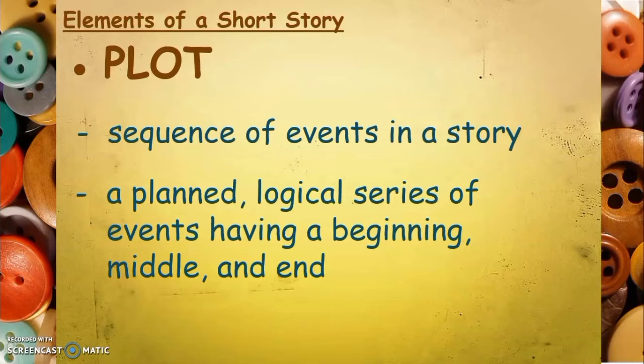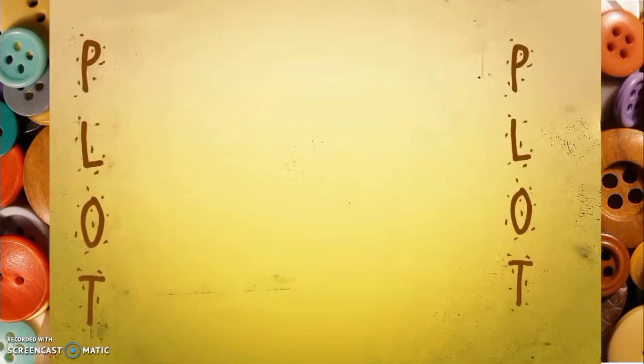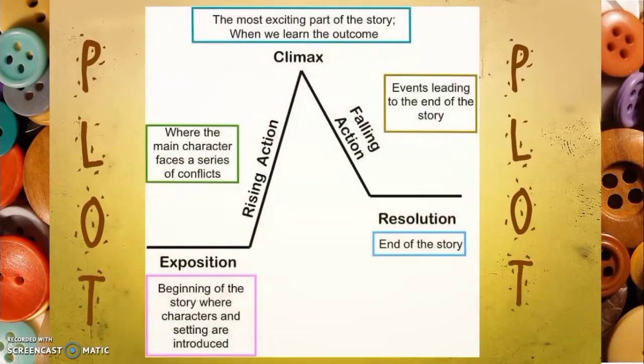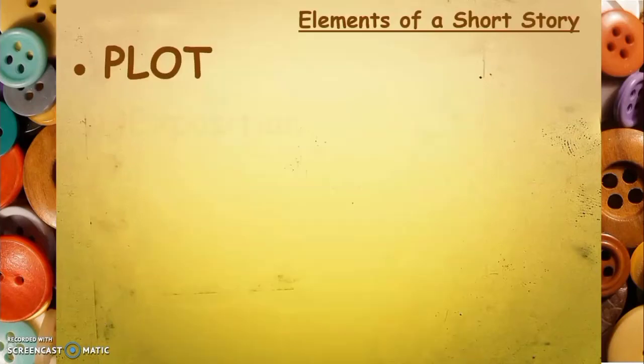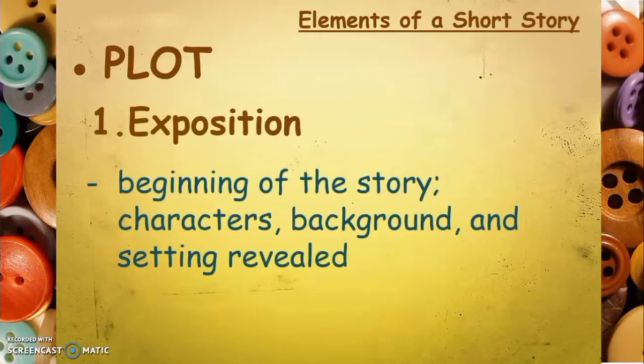To help us better analyze a story's plot, we have here a plot diagram. This shows the 5 essential parts of a plot. First, we have exposition. Exposition is the beginning of the story. It tells us the characters or the background of the story, and also here in exposition, the setting is revealed.